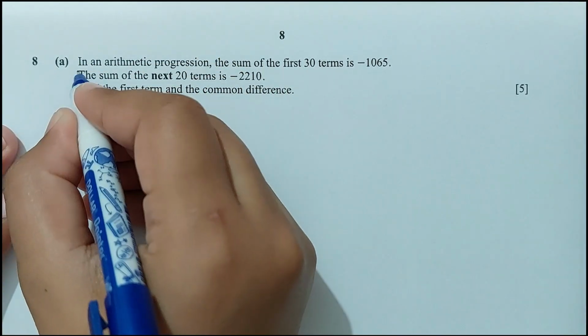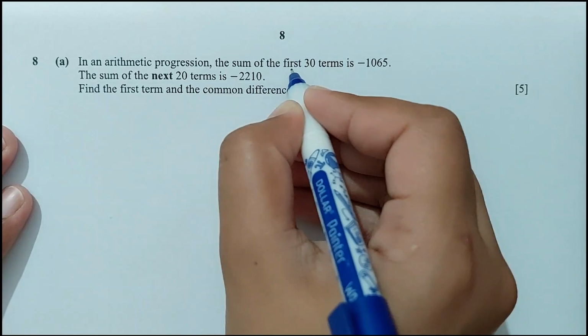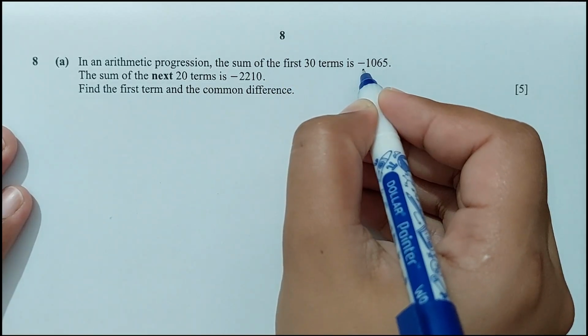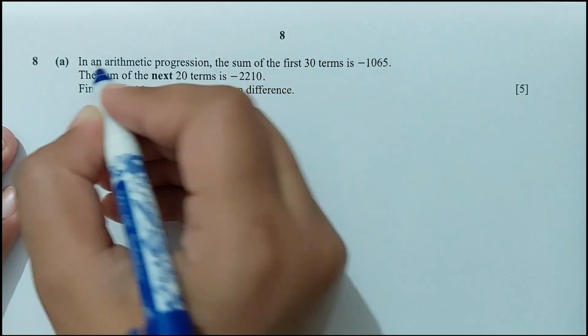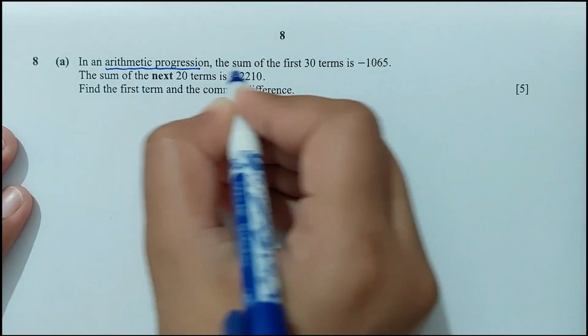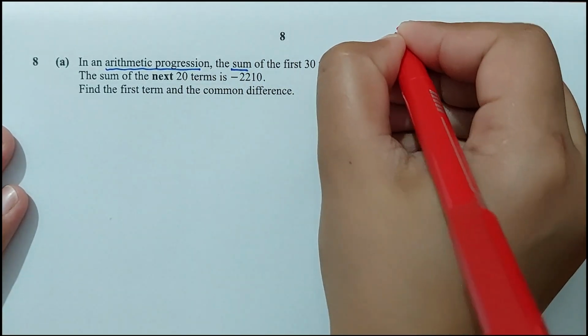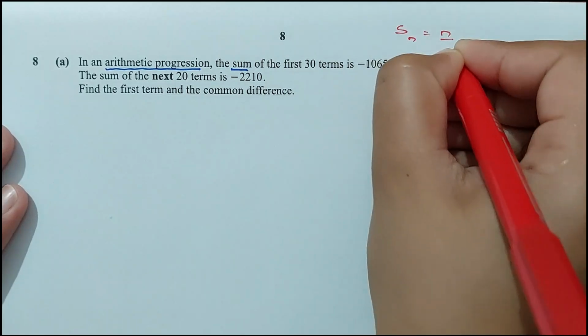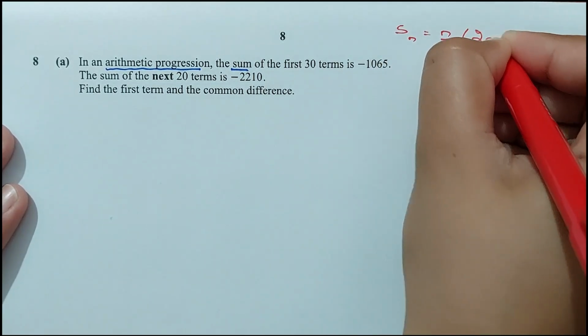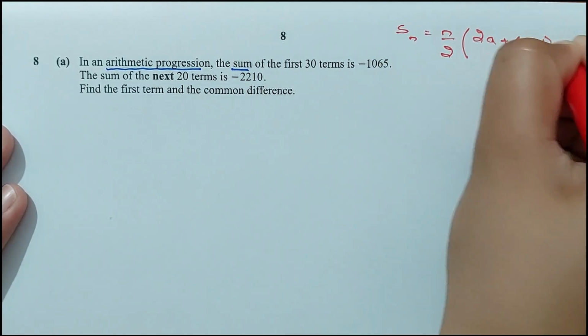Question number 8, part A. In an arithmetic progression, the sum of the first 30 terms is minus 1068. It is an arithmetic progression, and the sum. So what is the sum formula for arithmetic progression? Sn equals n by 2 into 2a plus n minus 1 into d.